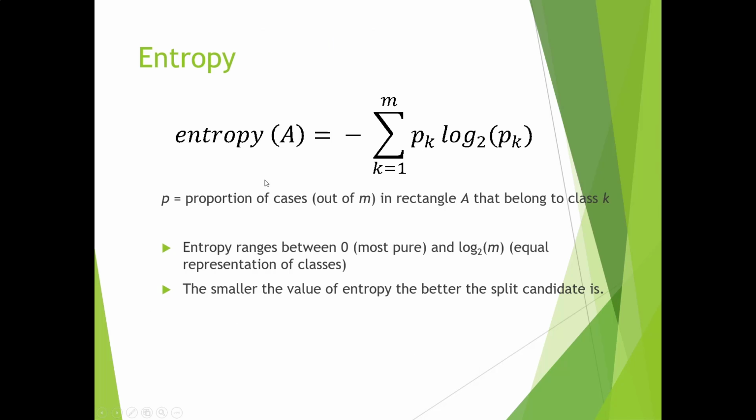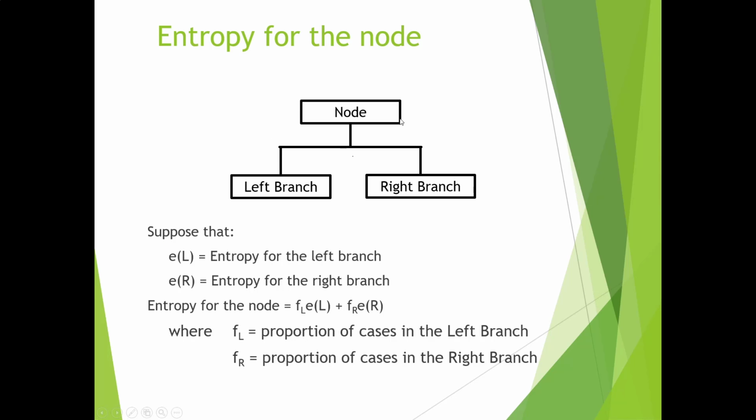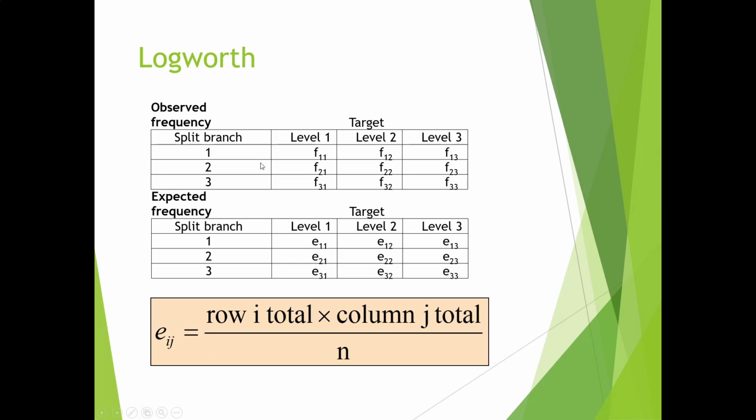And for entropy, it's the same kind of situation, except that the formula is a little different. But again, you do the same thing. You find the entropy for the left side and the entropy for the right side, and then average the two weighted by the number of observations. The log worth uses a chi-squared formula, if you remember from your stat class. Let's look at all three of them and how to do the computation.